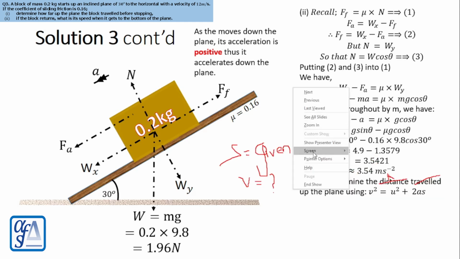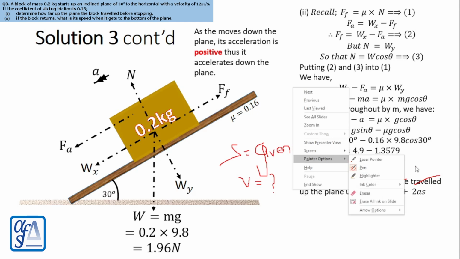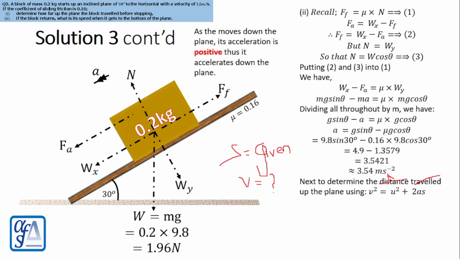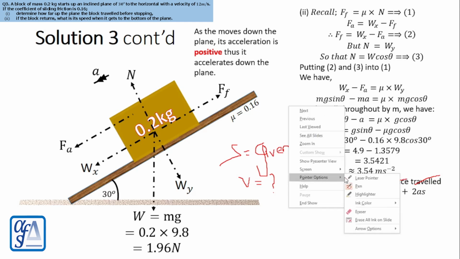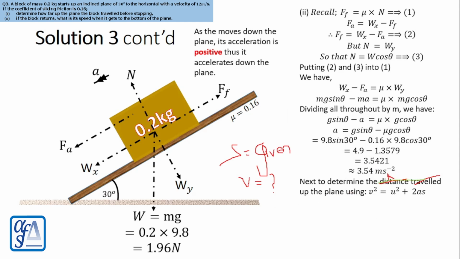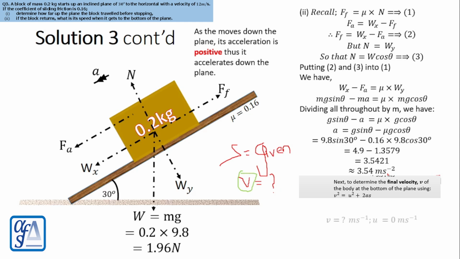Now you want to calculate what? The final velocity down the plane. We want to calculate the final velocity v down the plane. So now to calculate v, we have v equals to, that's the unknown here. Can you see? This is the unknown.